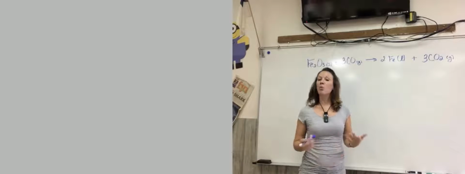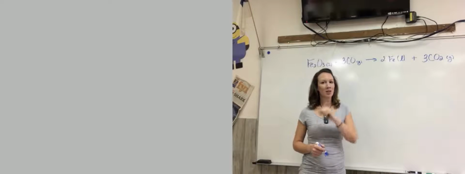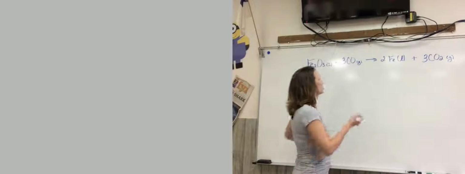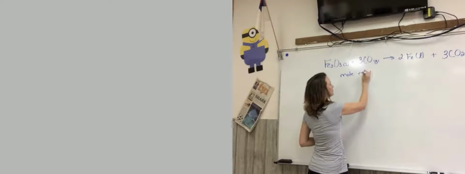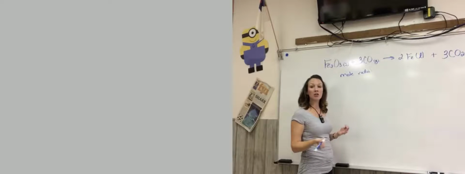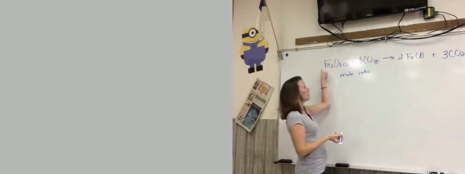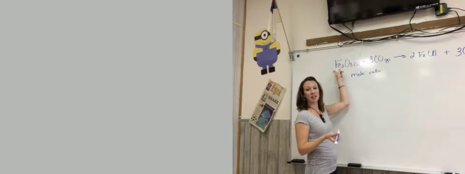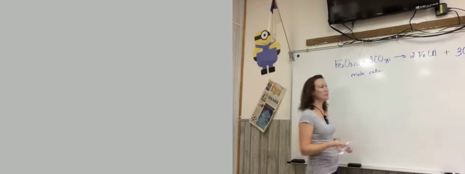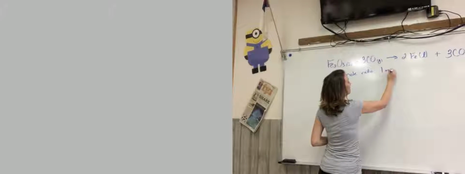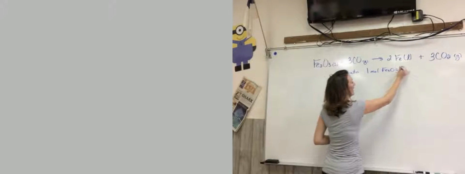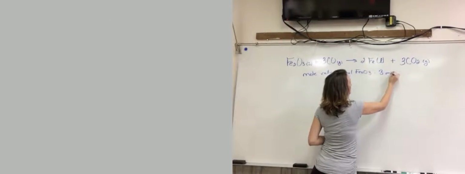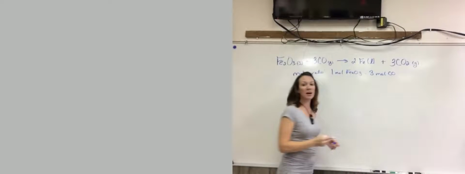Now, what we use this balanced equation for is to figure out what our mole ratios are going to be. And where do you get those mole ratios from? Your coefficients. So let's do an example of a mole ratio. We're going to look at our coefficients. And remember, if you don't see a coefficient out in front of a compound, it's an understood 1. So that means I have 1 mole of iron 3 oxide for every 3 moles of carbon monoxide.